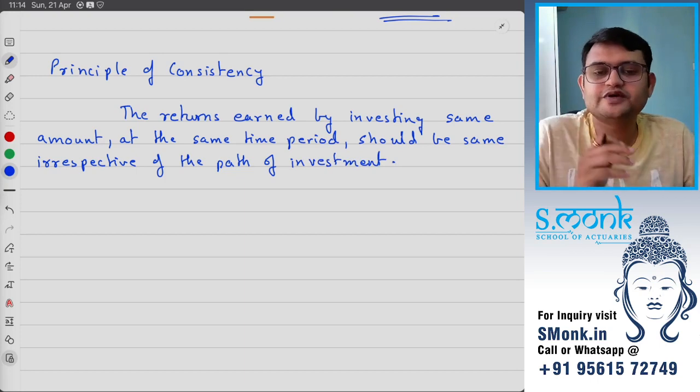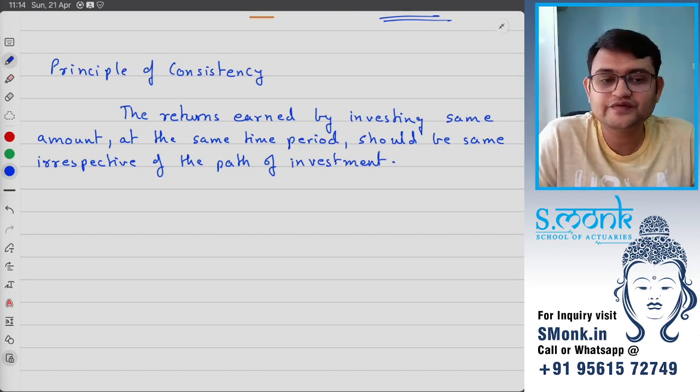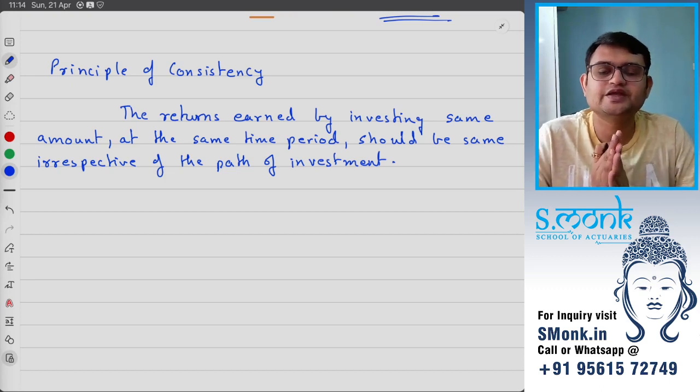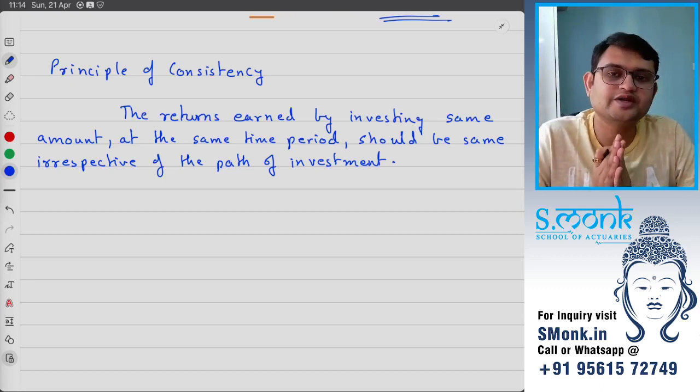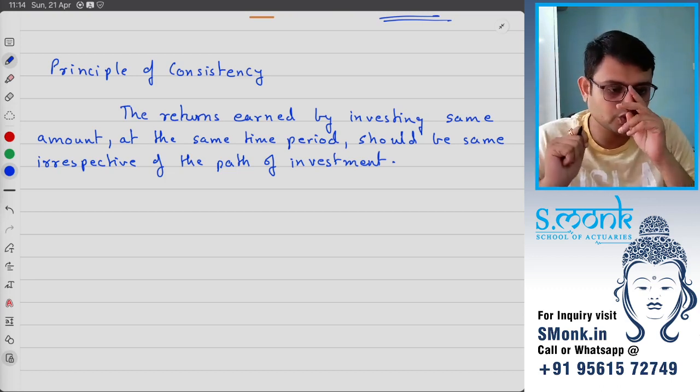So the principle of consistency says that the returns earned by investing the same amount at the same time period should be the same irrespective of the path of investment. Now we are assuming that we are investing at the same rates of interest. The rates of interest are not going to differ.